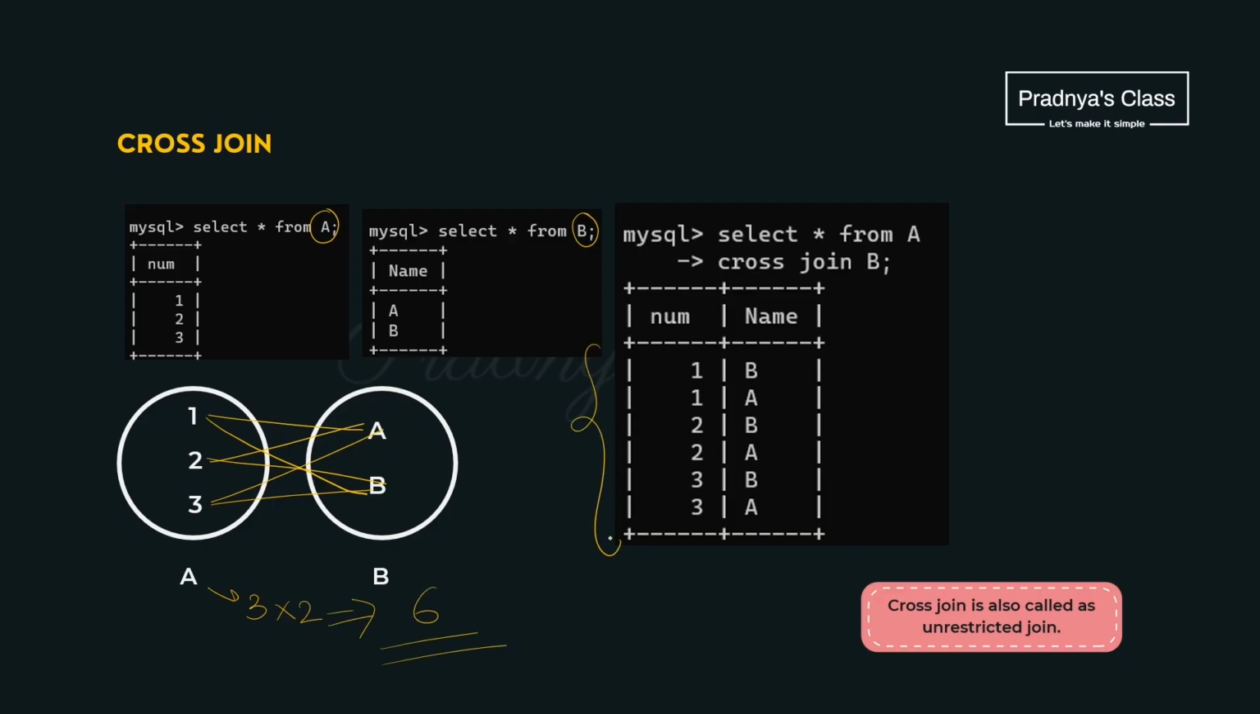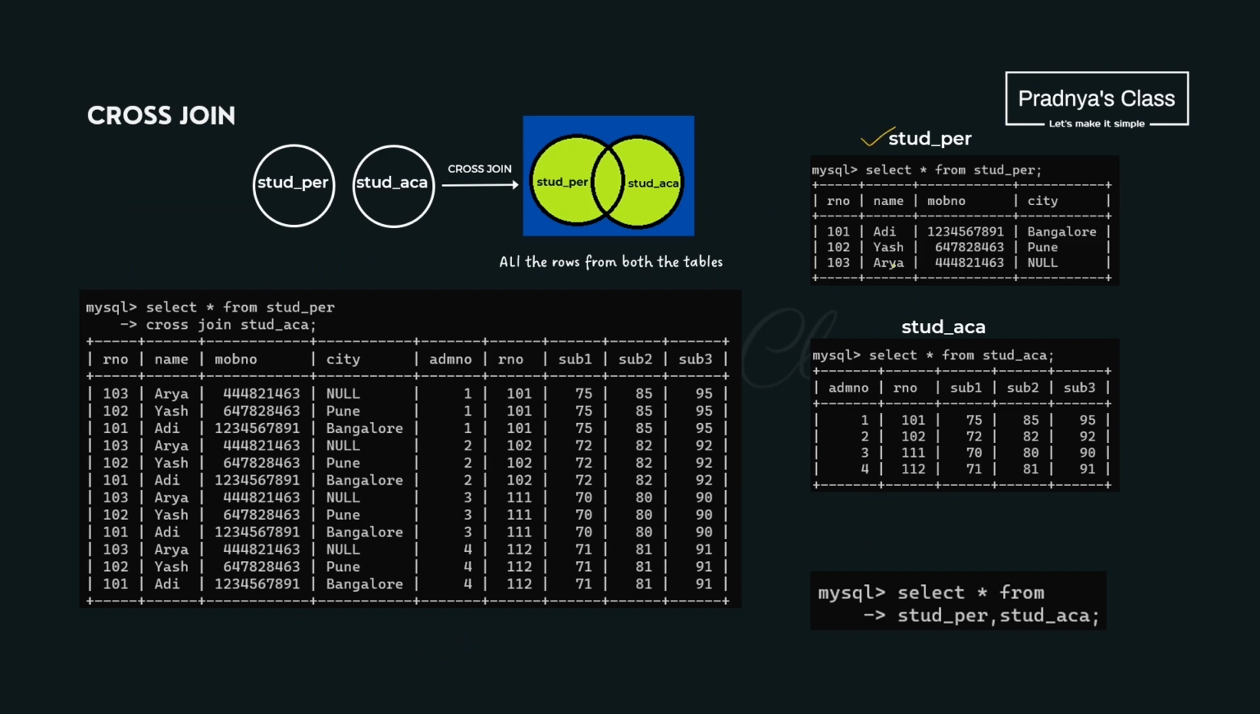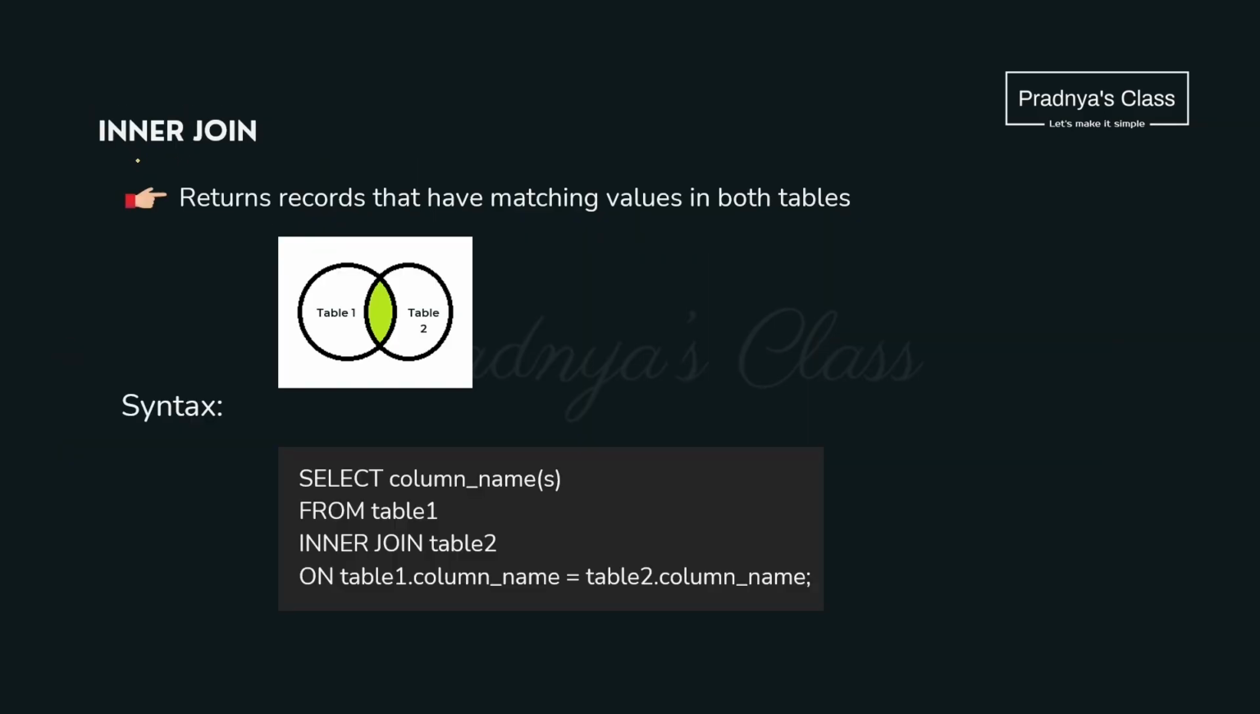Look at the output. If we take our tables student personal and student academics, after applying the cross join, here is the output. We will get all the rows from both the tables. Cross join is a default join. If you don't write it also, it will be a cross join. The next is the inner join.